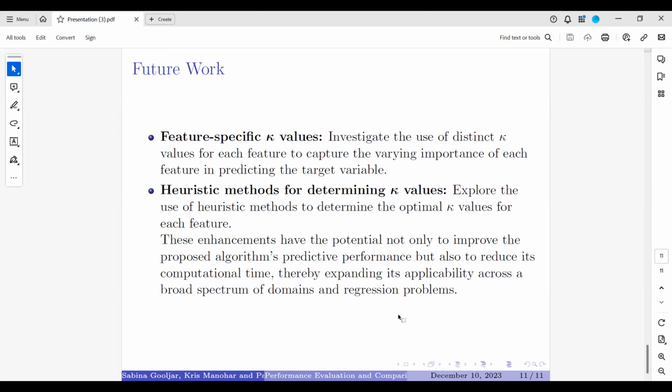So we see that this new regression algorithm is robust and can be used. So far, it has been performing well and can be used for many other regression problems, and we can apply it across several domains. Thank you. Any questions?